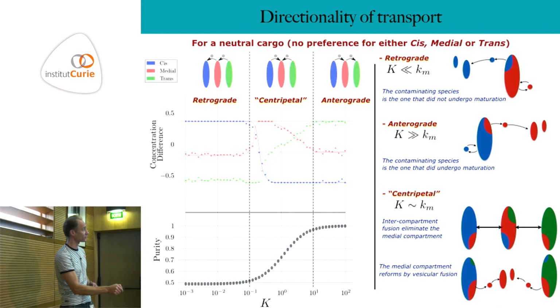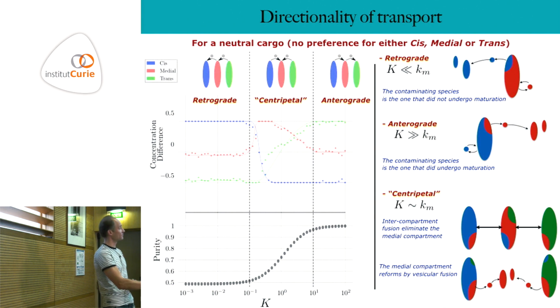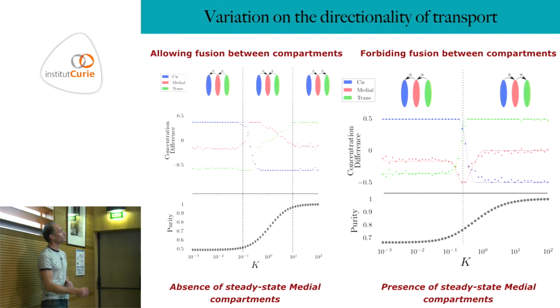And the centripetal flux comes from the fact that a red compartment can actually fuse with a blue and a green. And so the red compartment tends to be fairly few in this regime, and the vesicular transport is dominated by the formation of these red compartments. And actually, if you prevent the compartments from fusing with one another, you see that this centripetal transport that was predicted here disappears, and here you go sharply from a retrograde to an anterograde transport.